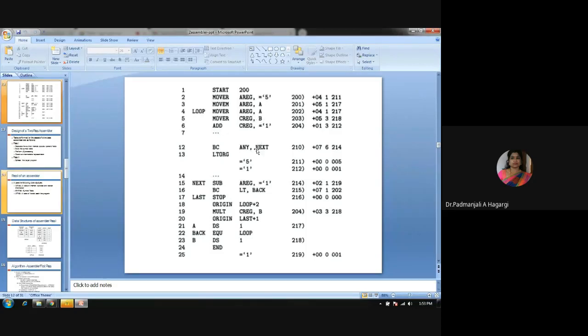So A and B are the two symbols. Now if you see LOOP, NEXT, LAST, and BACK, these are labels, and they are also treated as symbols, and they will be pushed onto the symbol table with their own identification.